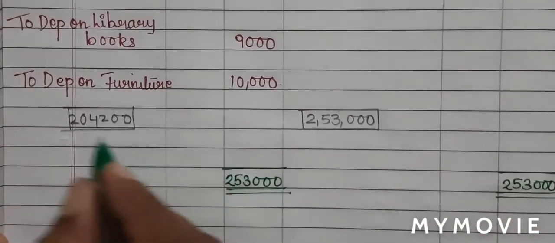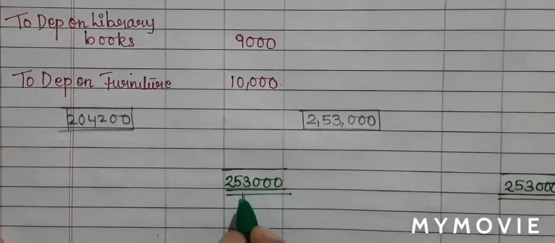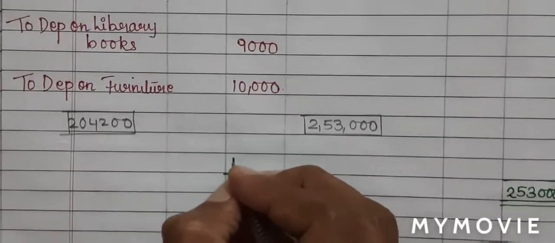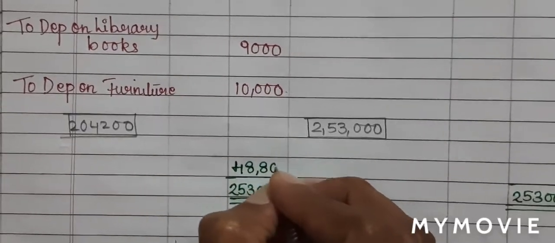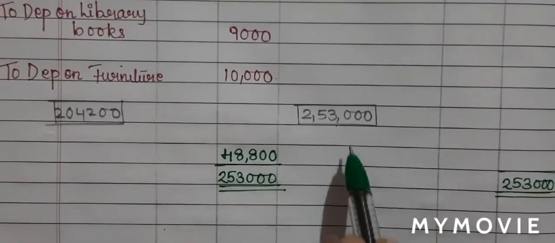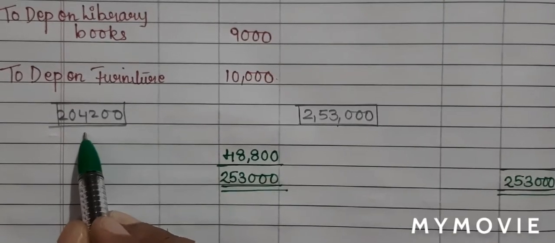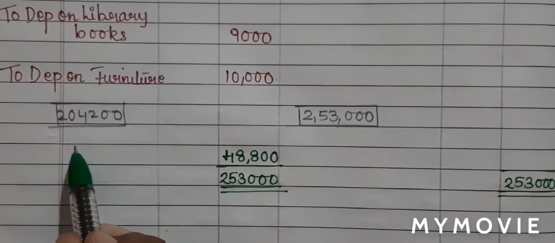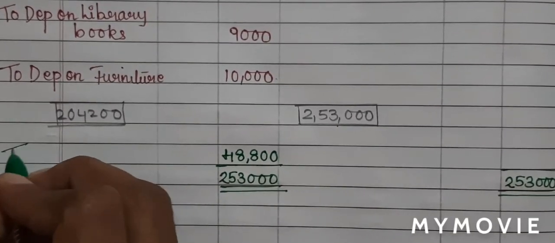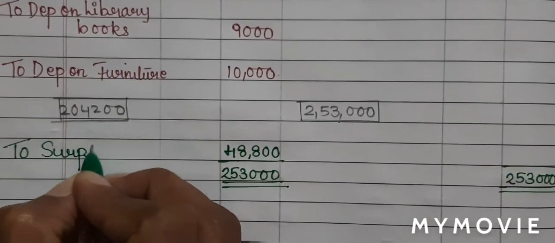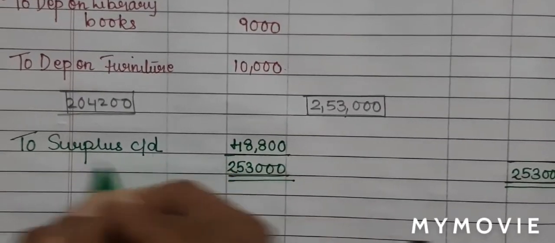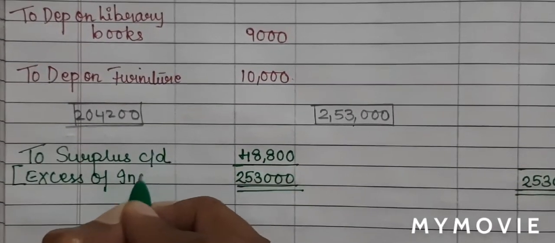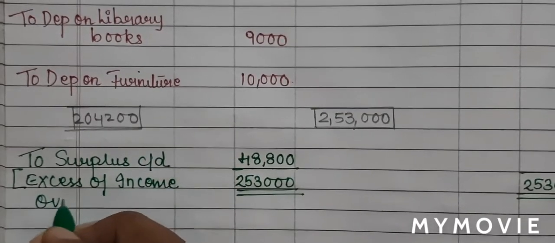From the bigger total, I will minus the smaller total. So 2,53,000 minus 2,04,200. I get a balance of 48,800, which I will write on top. Now my income is more than my expense. So when income is more than expense, it means the concern has made a surplus. So I will write down surplus carried down. In the bracket, I will write excess of income over expenditure.